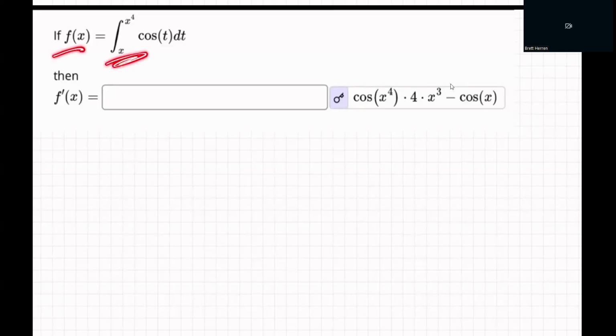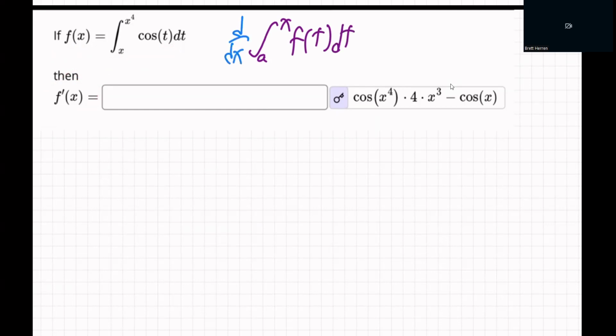If f of x is the integral from x to x to the fourth of cosine, take the derivative. Well, they're calling on the fundamental theorem here. The fundamental theorem of calculus says if you go from any number a to x of f of t dt, and you take the derivative of that integral, the derivative will cancel the integral, including the dt at the back, that's part of the integral, and you can just plug in that x and you'll get f of x. So that's what the fundamental theorem says. The derivative cancels the integral, they're opposites of each other, and you just take that x and plug it in.